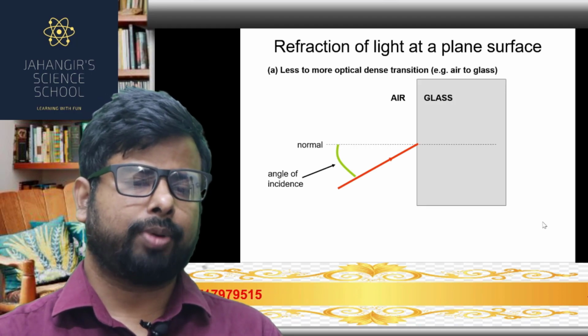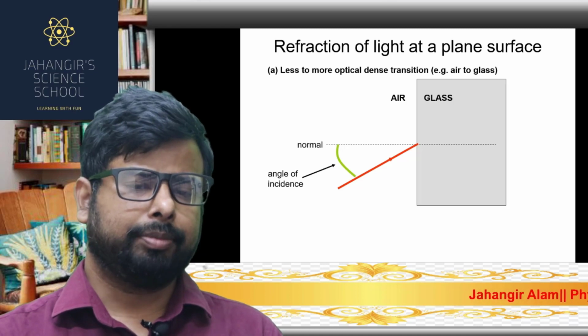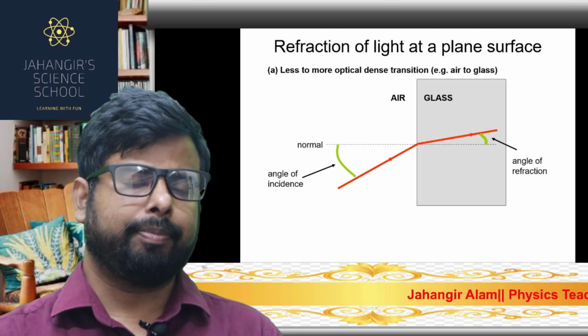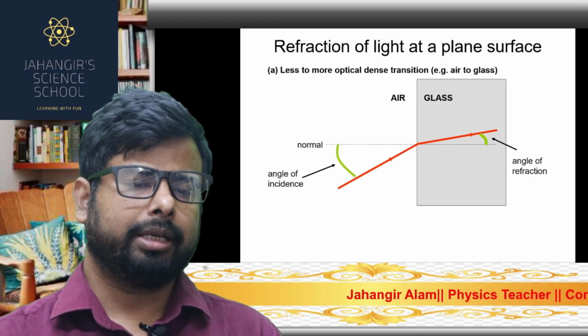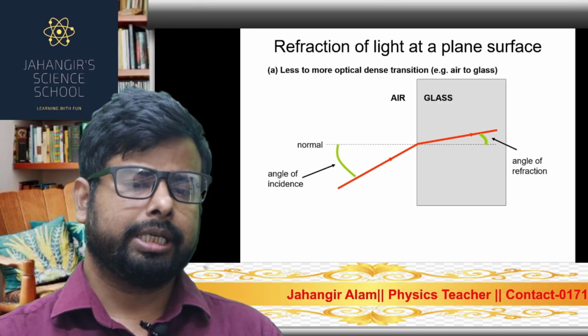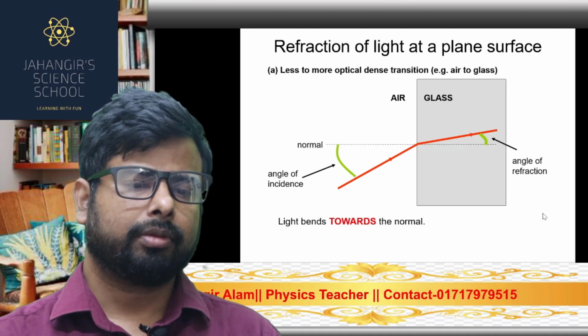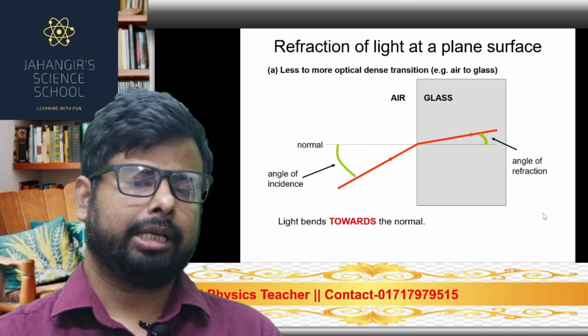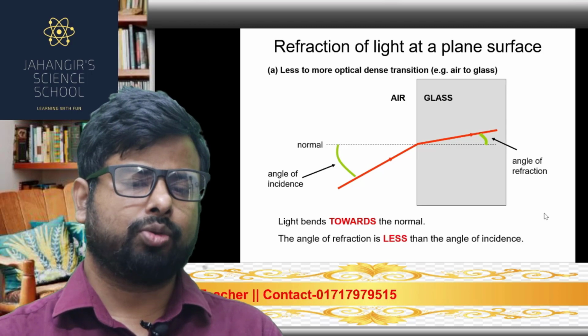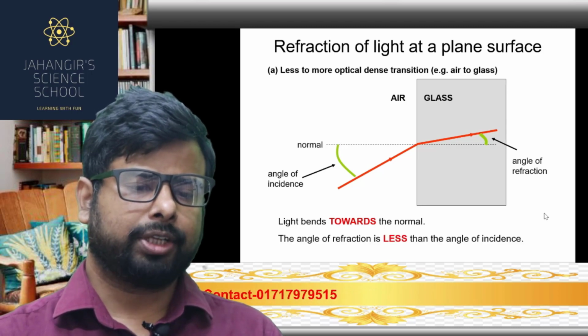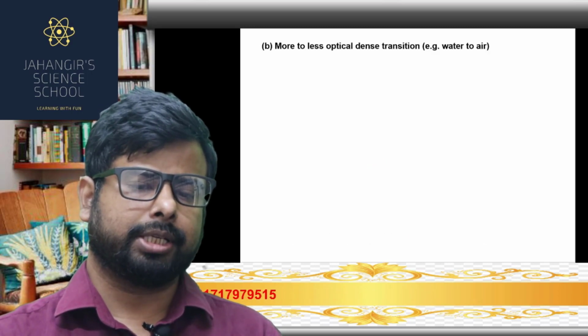When light passes from a rarer medium to a denser medium, it bends towards the normal. Then the angle of incidence is greater than the angle of refraction. Here, look at the diagram. Light bends towards the normal. The angle of refraction is less than the angle of incidence.